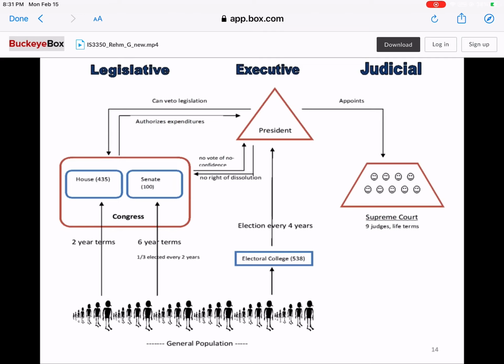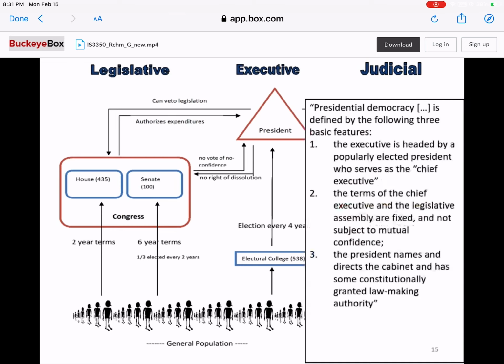And the legislature cannot typically fire the president unless there is some serious wrongdoing. And the president cannot dissolve Congress under any circumstances. So just looking at the definitions we had up there, the US system fits these very well. So this is a presidential system because the executive is headed by a popularly elected president who serves as the chief executive. This is correct.